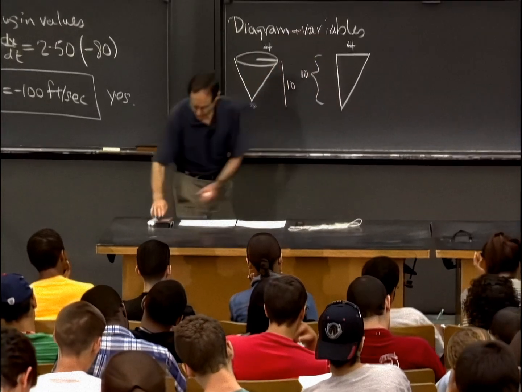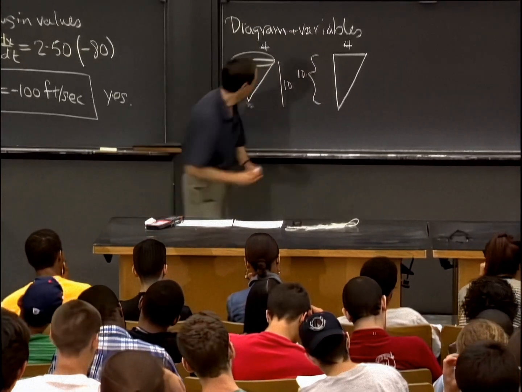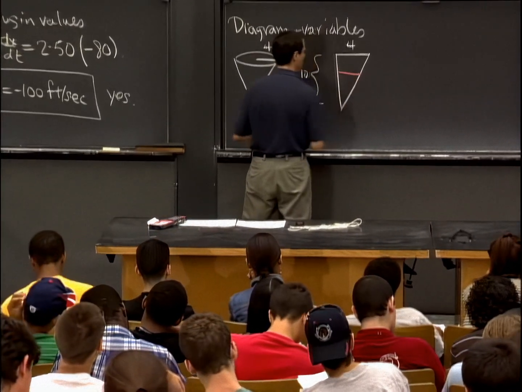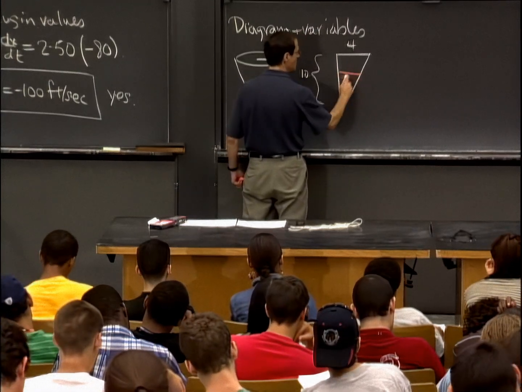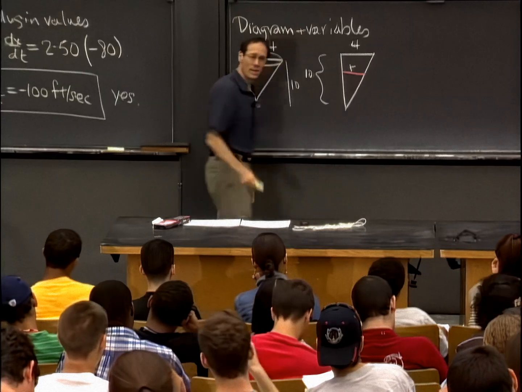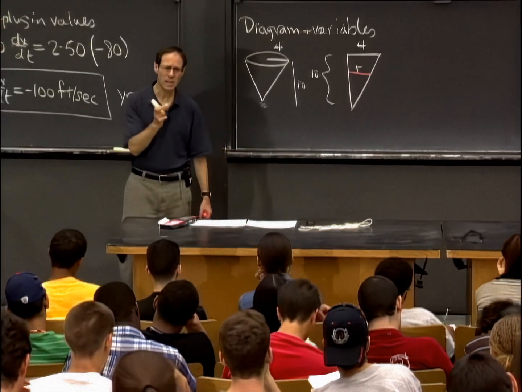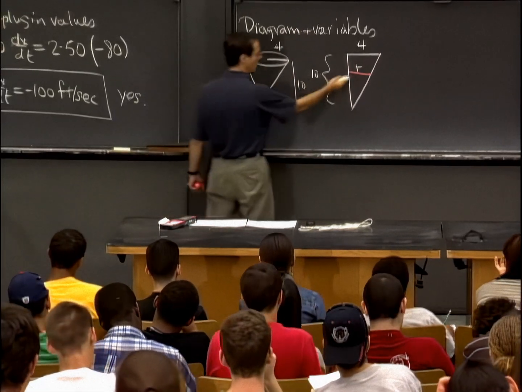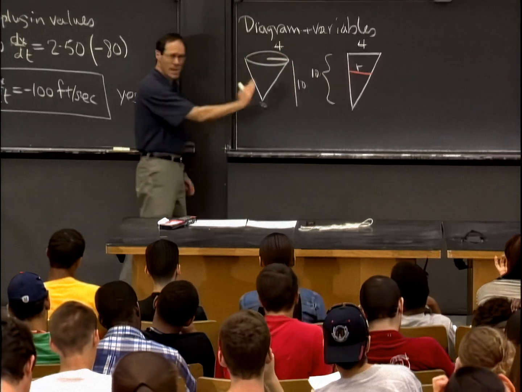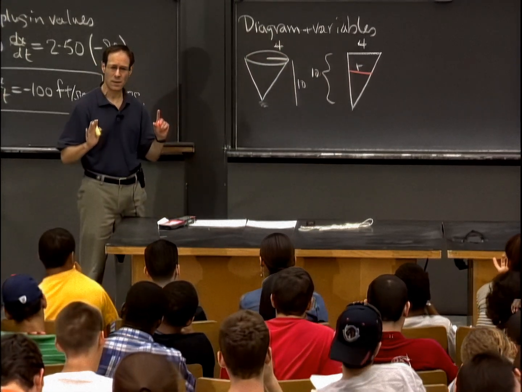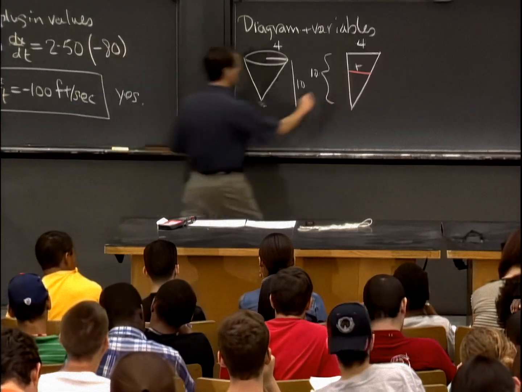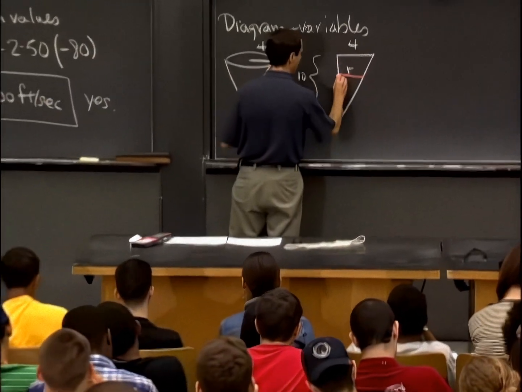So maybe we'll put that water level in another color here. So here's the water level. And the water level, I'm going to depict that horizontal distance here as r. That's going to be my variable. That's the radius of the top of the water. So I'm taking a cross-section of this because that's geometrically the only thing I have to keep track of, at least initially. All right, so this is a water level.